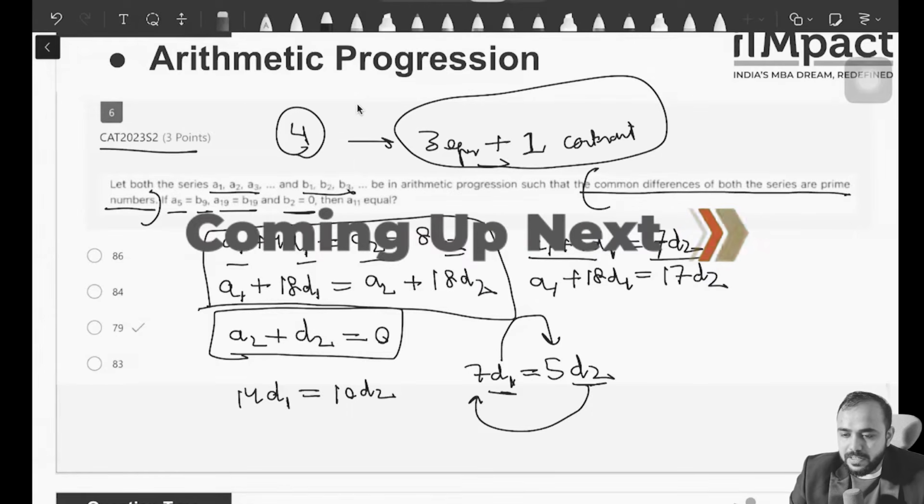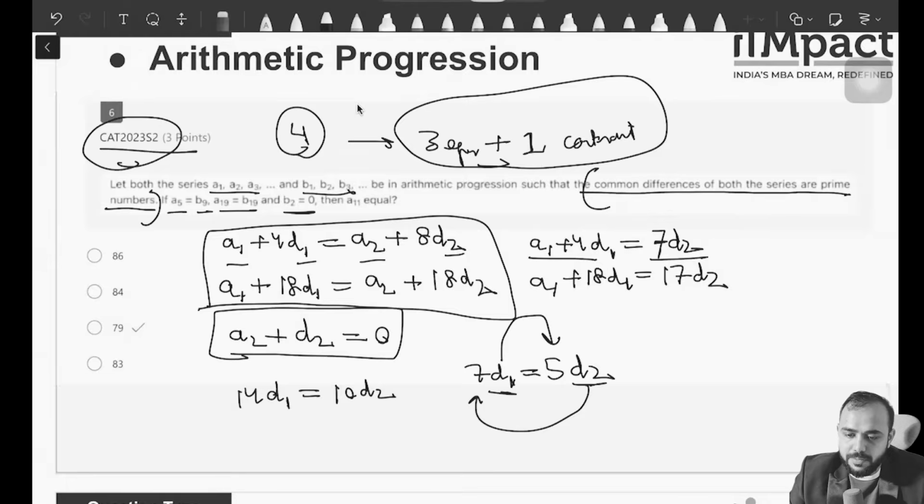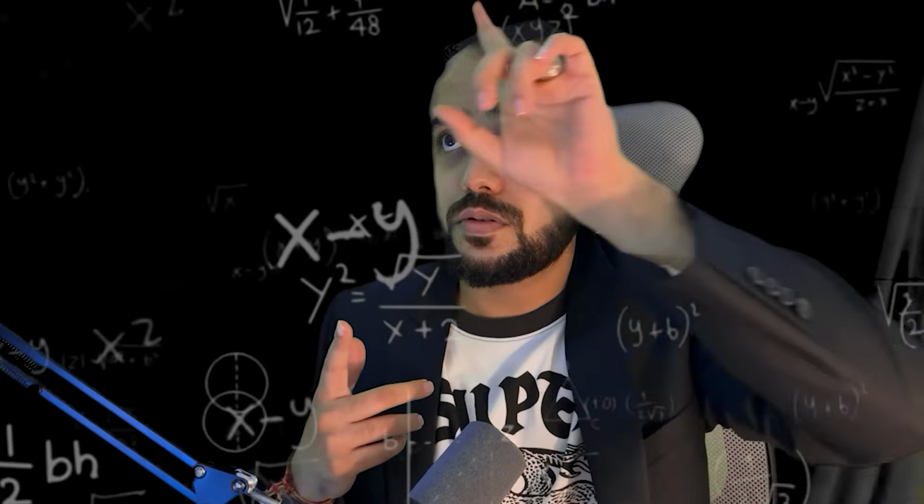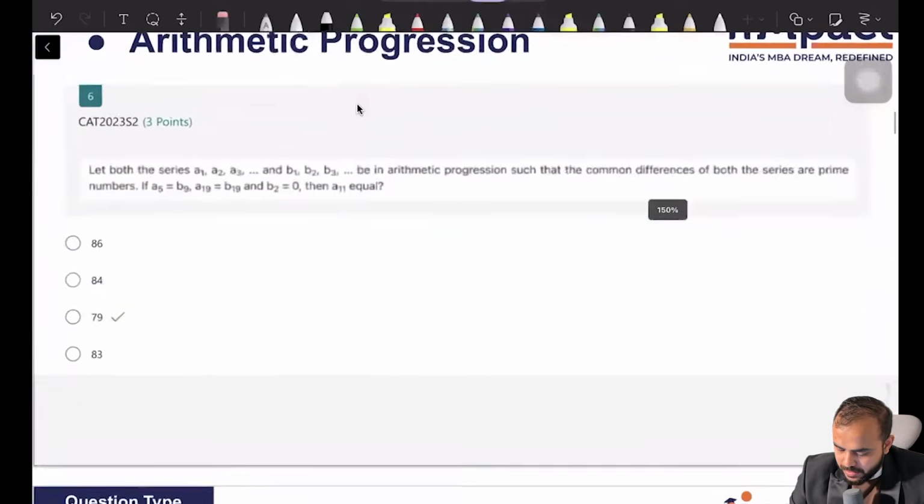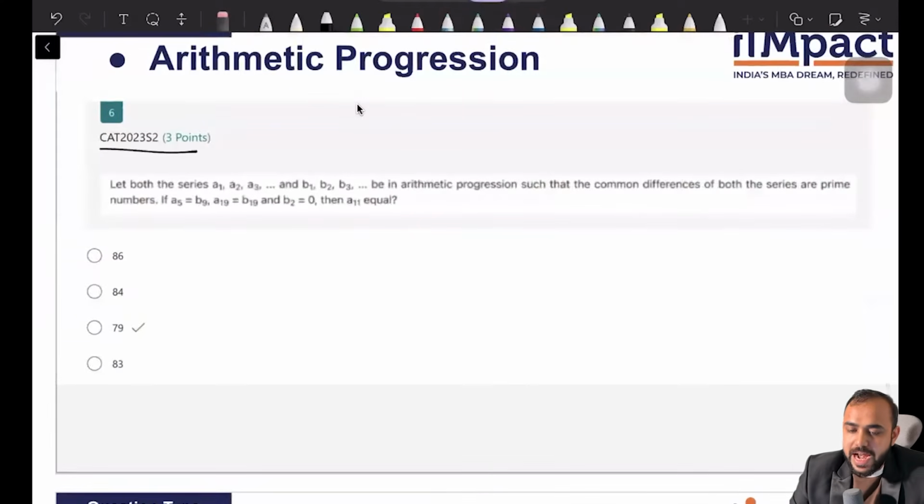Sort of testifies the point that maybe CAT 2023 was really difficult. So with this, let us move ahead. This is your standard arithmetic progression question.